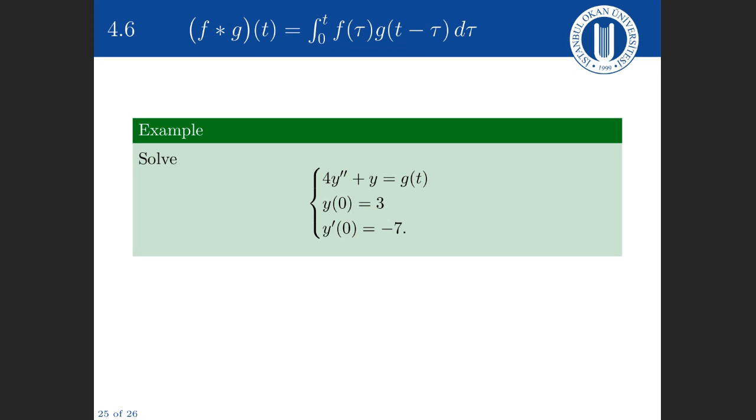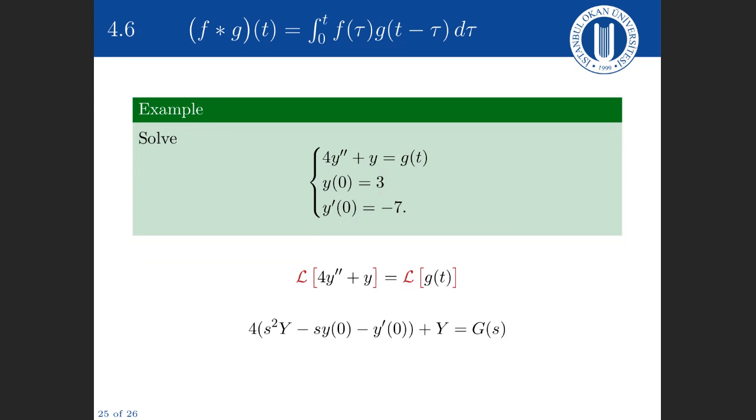And then the final example of today's lesson. Solve 4y double prime plus y is equal to g(t) with initial conditions y(0) is equal to 3, y prime of 0 is equal to minus 7. We take the differential equation and we put the Laplace transform on everything. This is the same as 4 multiplied by (s squared capital Y minus s y(0) minus y prime(0)) plus capital Y is equal to capital G of s.